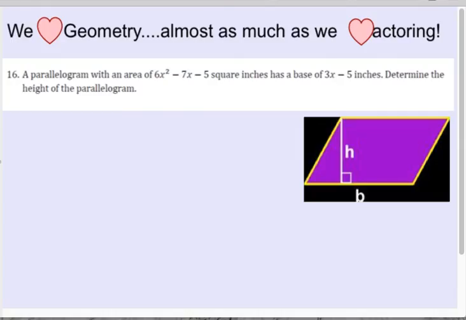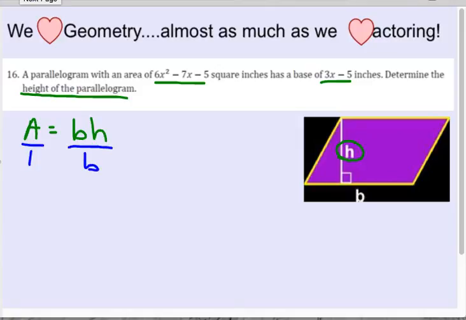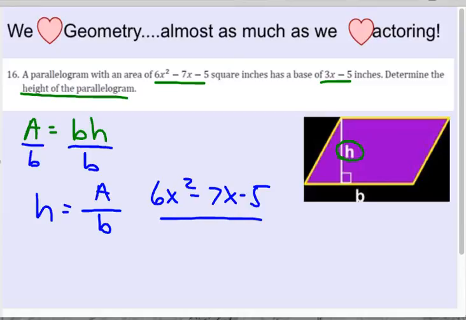Okay, a little word problem here. A parallelogram with an area of 6x squared minus 7x minus 5 square inches has a base of 3x minus 5 inches. Determine the height of the parallelogram. So this is what we're trying to find, the height. Area of a parallelogram is base times height. Well, what do we want to find here? We want to find the height of the parallelogram. One way I could do that is divide both sides by base. The height of a parallelogram is area divided by the base. So if I set this problem up, area divided by base, I can find the height. Area is 6x squared minus 7x minus 5 all over 3x minus 5.